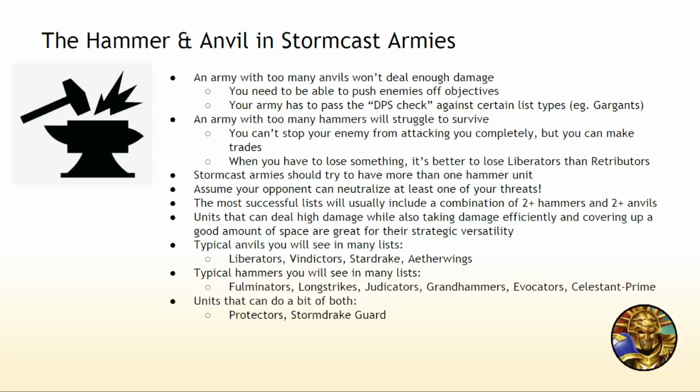And your army has to pass what's called a DPS check against certain types of lists. In particular, those are things that have massive amounts of wounds and high durability. So armies like certain builds of Soulblight Gravelords that just spam you with bodies, Gargants with their effectively 50 wound dudes using the ward saves. If you're fighting against Nurgle, especially if they update the Nurgle book, you're going to see a really durable army. So you have to be able to kill these things and you have to be able to push them off objectives.